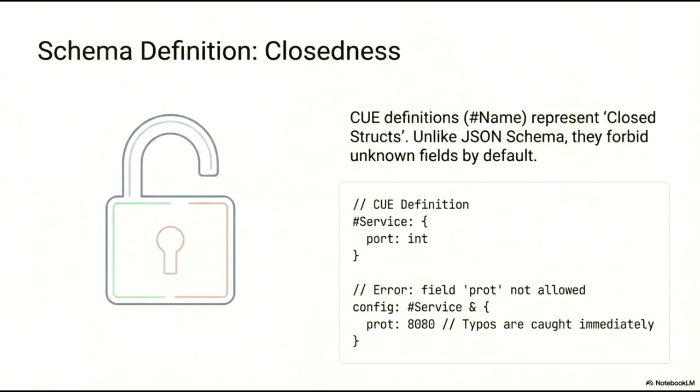Q will return an error stating that the field is not allowed. This strictness is incredibly powerful for maintaining data integrity and catching configuration errors before they ever reach production.